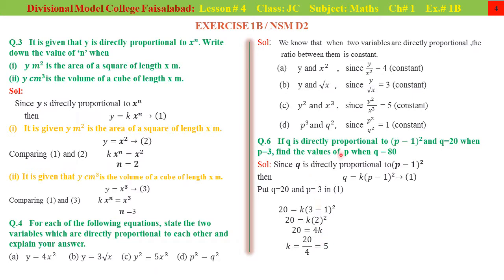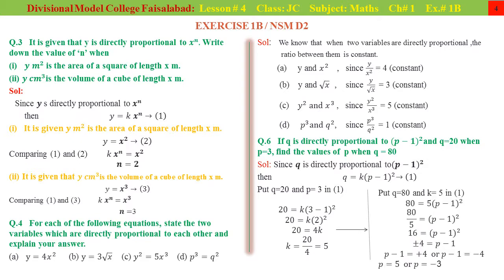Because we are asked to find the value of p when q is equal to 80, and we are not asked to find an equation connecting p and q, we will straight away put the value of k and value of q in this equation to find the value of p. Put q is equal to 80 and k is equal to 5, which we have just calculated, in equation number 1. We get 80 equals 5 into p minus 1 whole square. So we need to find the value of p.